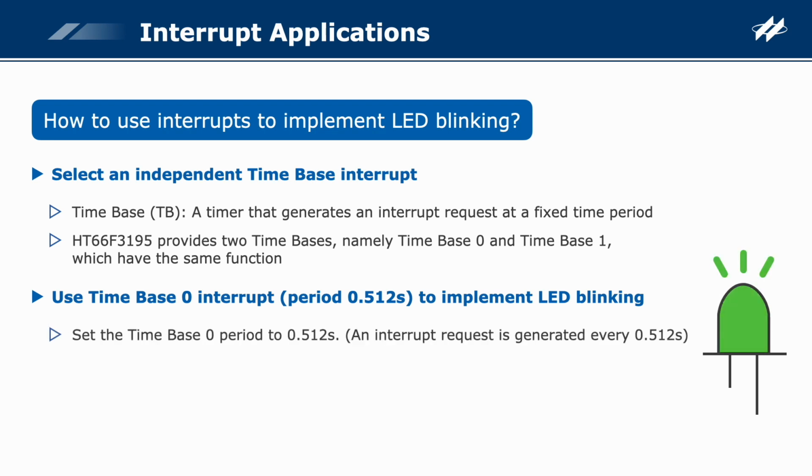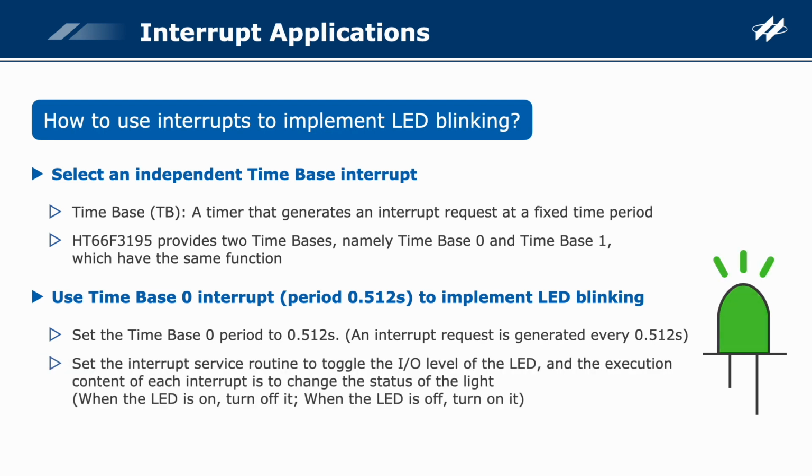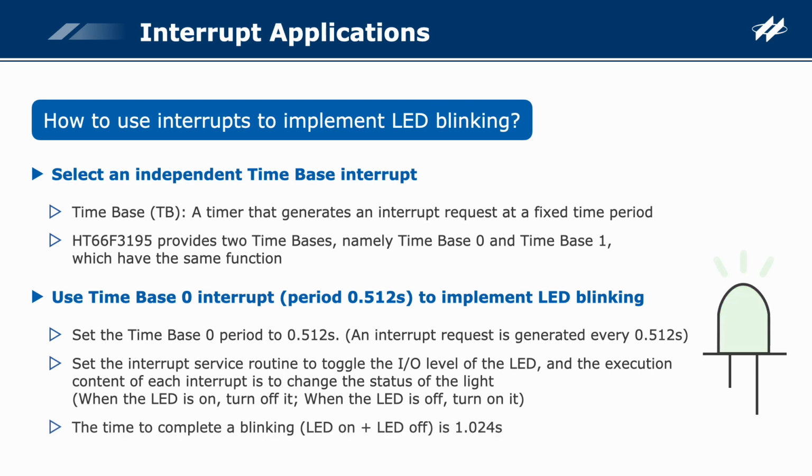First, set the period of time base 0 to 0.512 seconds, that is, an interrupt request is generated every 0.512 seconds. Then, set the interrupt service routine to toggle the I/O level of the LED, and the execution content of each interrupt is to change the status of the light. The time to complete a blinking is 1.024 seconds.